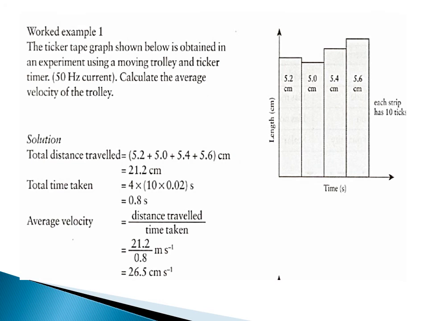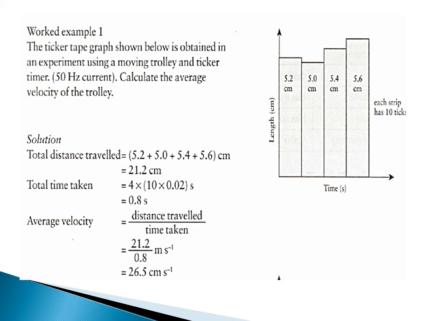First, the length between each stripe has 10 ticks, right? So the lengths are 5.2, 5.0, 5.4 and 5.6. Even though these 4 stripes have the same number of ticks, which is 10.